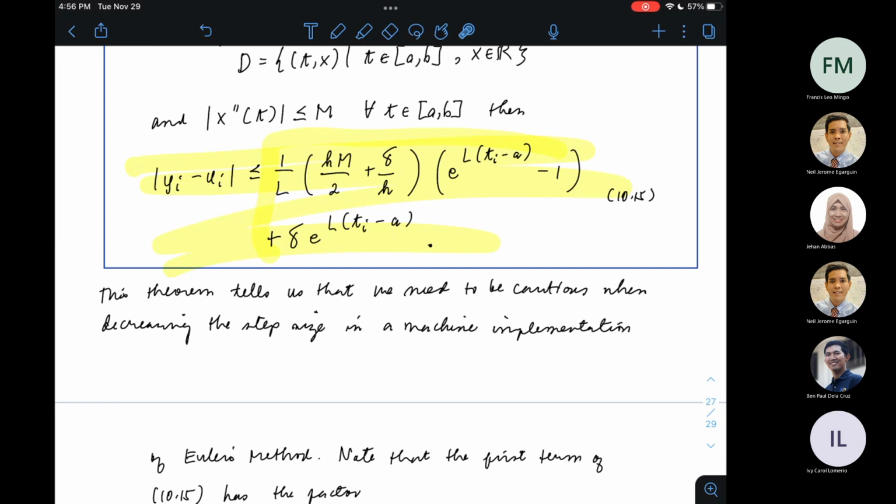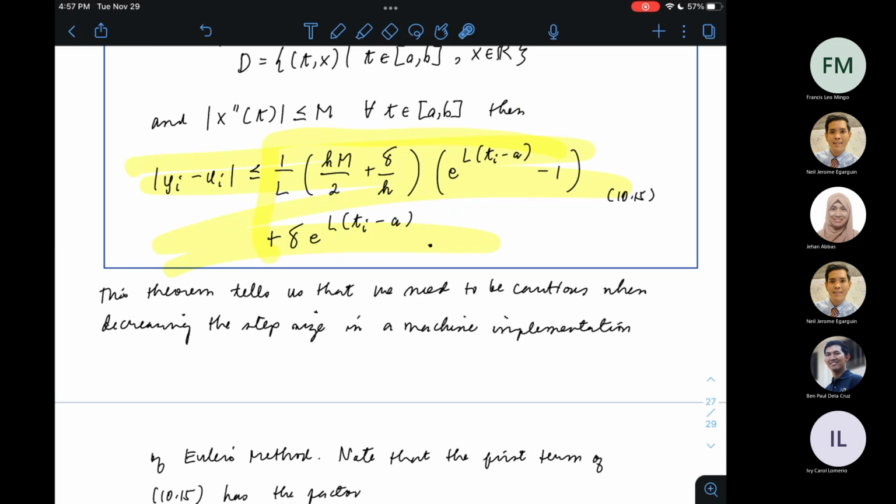But even if delta is very, very small, you will see that the machine precision still has a large effect on the actual error because of the term delta over H. Well, of course, this is a constant, so you can just leave it for now. Let's focus on this term. This is a constant that you can compute, so it doesn't matter too much. 1 over L, it's a constant. It doesn't matter too much. So the focus in the analysis of equation 10.15 should rest upon this factor, HM over 2 plus delta over H.